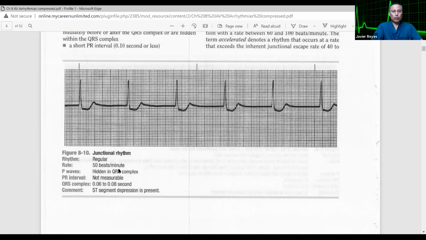The QRSs look normal. The rhythm looks pretty regular, right? They all look the same, pretty uniform, except that there is no P wave. And if it is there, it's hidden somewhere in the QRS. So you have a complete junctional rhythm. It meets the criteria. The P wave is absent or not measurable. The PR is not measurable. And the heart rate is between 40 to 60. In this case, it's 50, right in the middle. So this is a complete junctional rhythm.